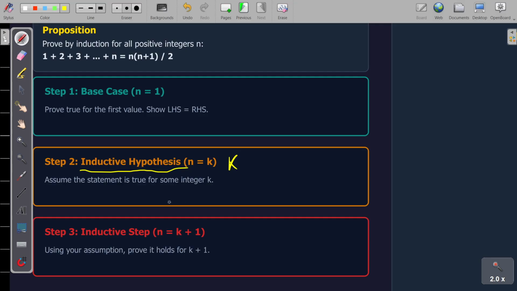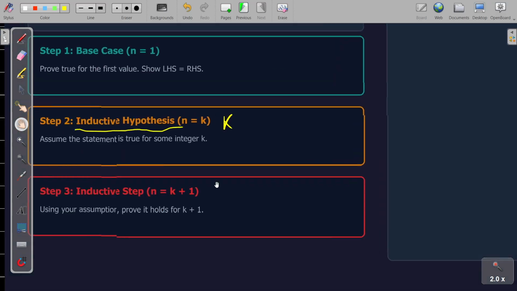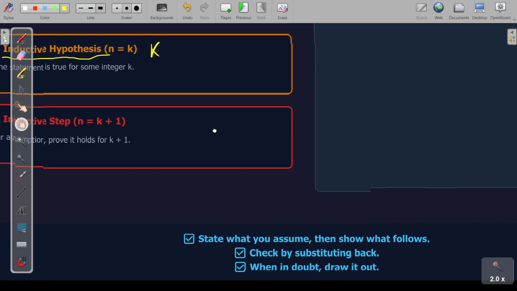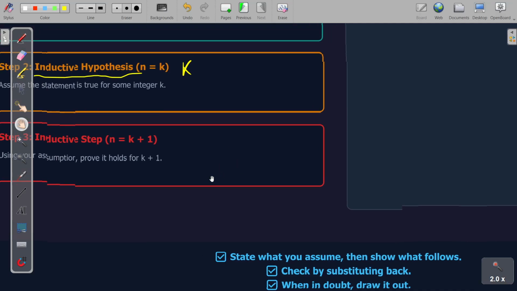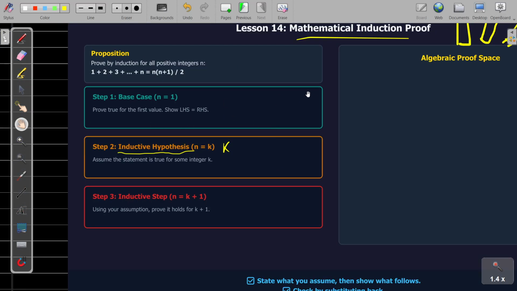This is where the algebra will happen, and this is where our first habit comes into play. What you want to do is state what you assume and show what follows. State what you assume is usually the second step, and show what follows is usually the third step. Now, let's go into step number 1, find the base case, of course. So let's just zoom that out.